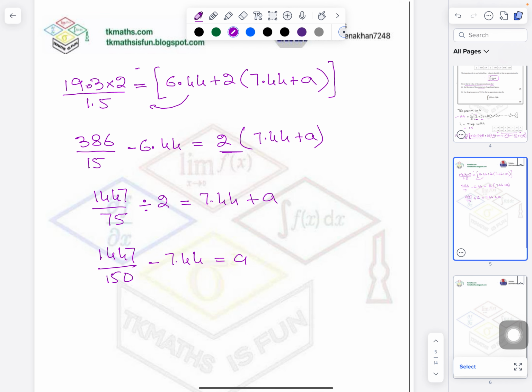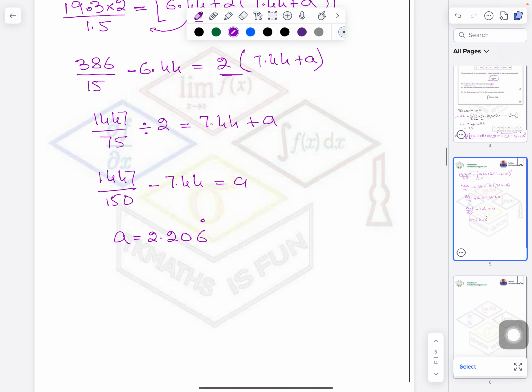Okay, so I got the final answer of a as 2.2066666. This dot on the top means it is recurring. So we write the final answer in 3 significant figures. So I will stop here.